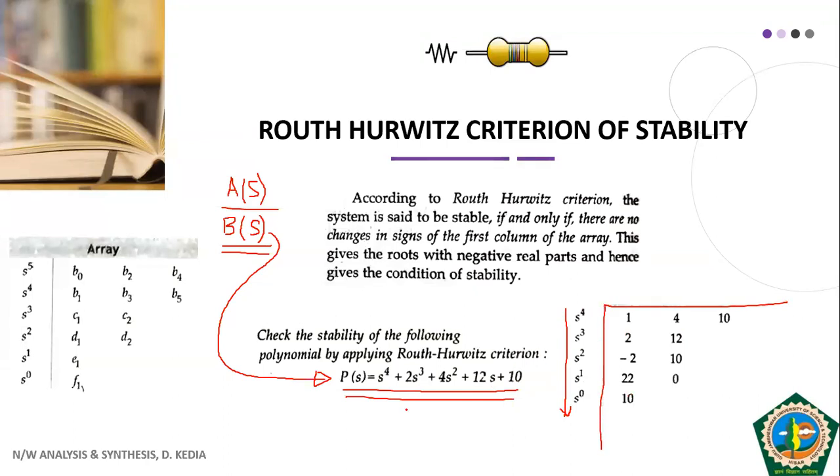We have to develop these rows, first row, second row. So we will write these coefficients alternately. The coefficient of S4 is 1, so we have written 1 here. Coefficient of S3 is 2, we have written 2 here. Coefficient of S2 is 4, so we have written 4 here. Alternately, like 1, 4, then this 12 will come here, then the last coefficient 10. This 10 will come here. So 1, 4, 10 in the first row and 2, 12 in the second. We have got all the coefficients, so we have developed the first two rows.